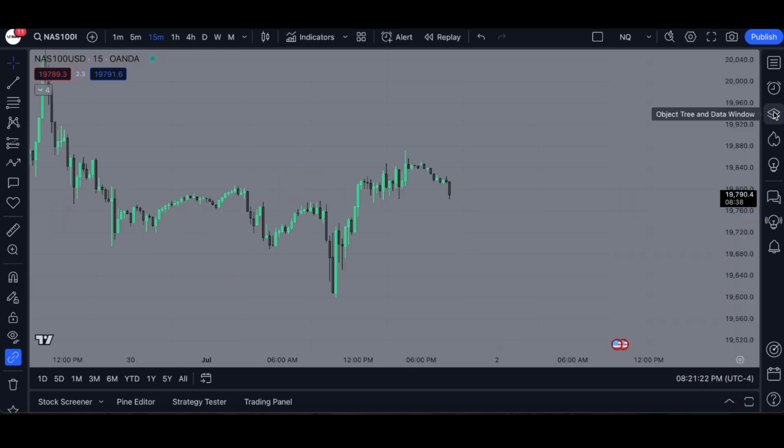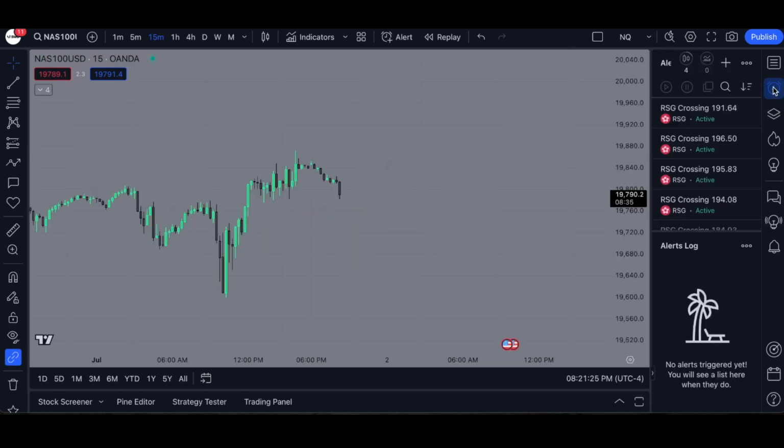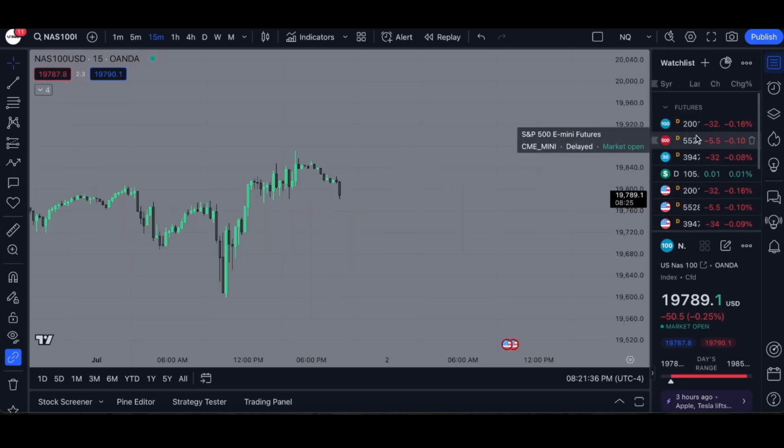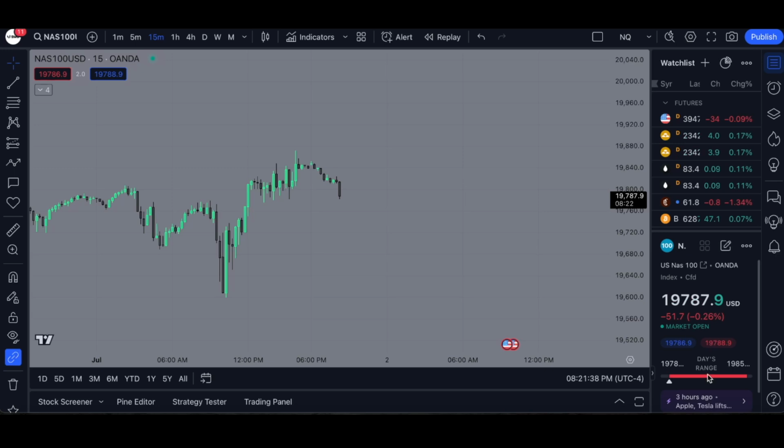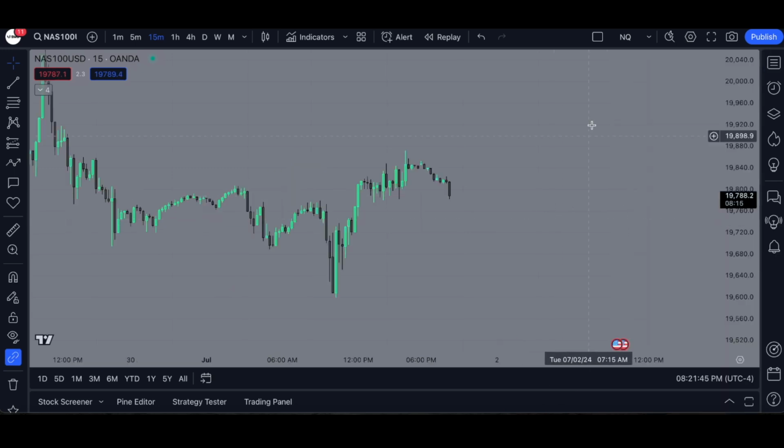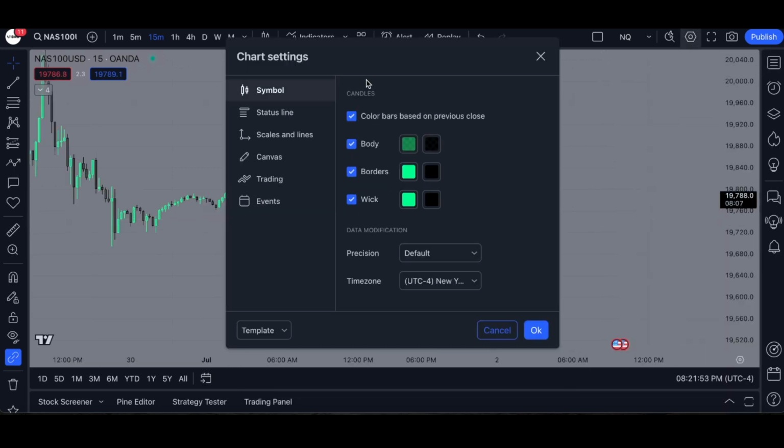Don't worry about this. I don't even know what that does. Your alerts is just going to show you your alerts. Your watch list is all the stuff you have bookmarked, as well as other things that you can add. So yeah, and then the final thing I want to do is go over settings. You guys don't need to know any of this. I'm just going to speed it up and you can copy my settings.